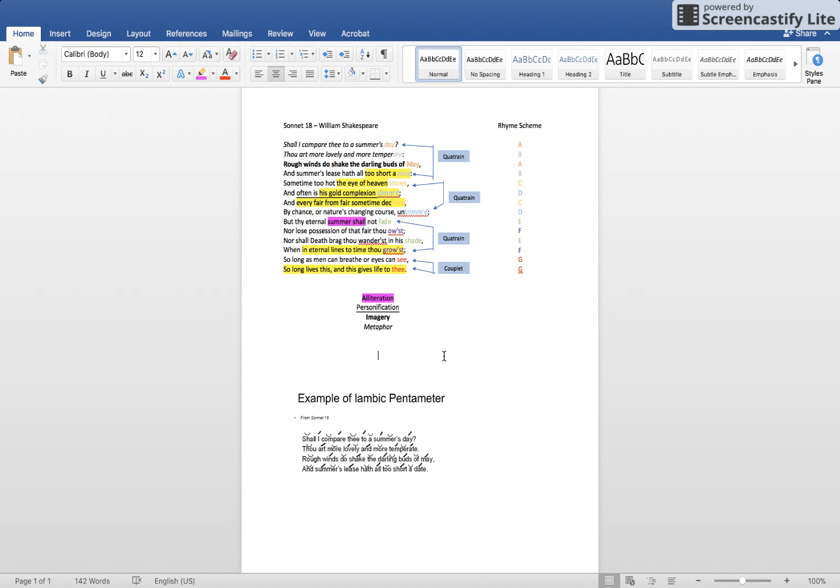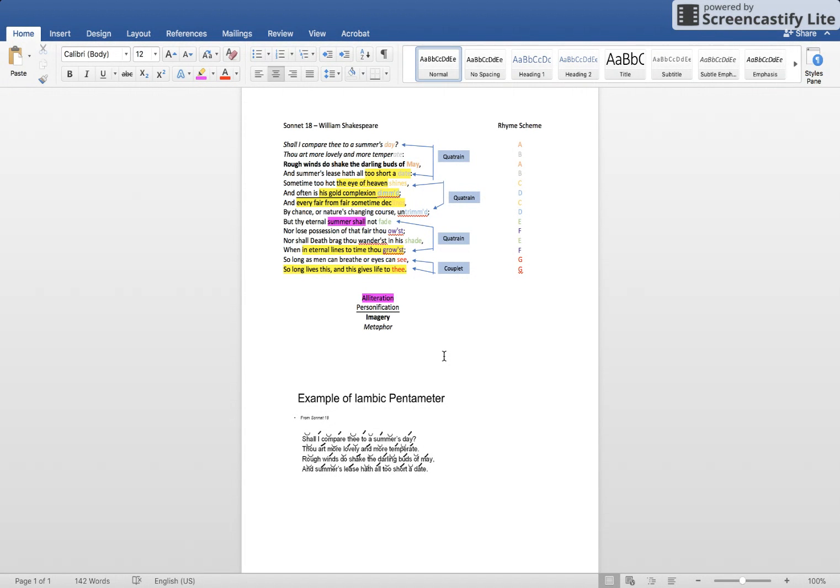Shall I compare thee to a summer's day? Thou art more lovely and more temperate. Rough winds do shake the darling buds of May, and summer's lease hath all too short a date. Sometime too hot the eye of heaven shines, and often is his gold complexion dimmed, and every fair from fair sometime declines, by chance or nature's changing course untrimmed.